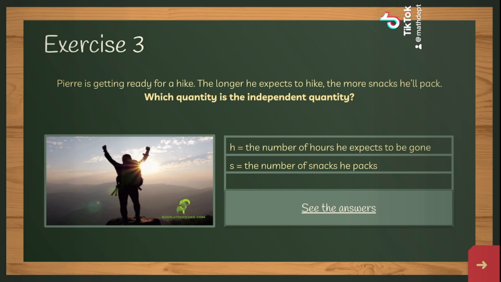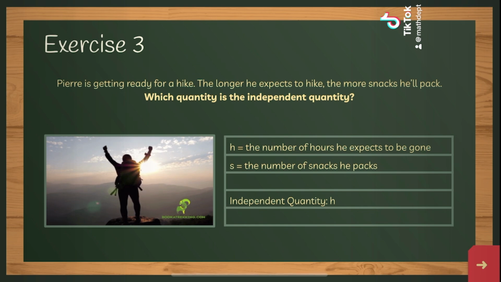We know that the number of hours that he expects to hike will influence how many snacks he packs. So if you think about it, you can see that the number of snacks, S, depends on the number of hours he expects to be gone, H. Since S depends on H, S is the dependent quantity. That means that H is the independent quantity here, as the number of hours Pierre expects to be gone is not affected by how many snacks that he packs. And no matter how long you hike for, having snacks is always a good idea.